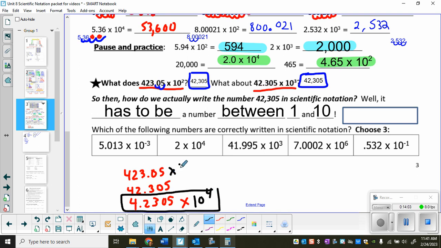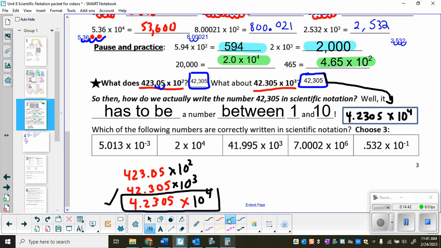Even though this times 10 squared and this times 10 cubed give us the same answer, this one's the one that we're going to consider right because it has a number between 1 and 10. 4.2 is a number between 1 and 10. 423 is not between it, 42 is not between it, and so this is the one that we're going to jot down as the correct way to write it. So 4.2305 times 10 to the 4th is the right way in scientific notation to write the number 42,305, which is this guy right here.